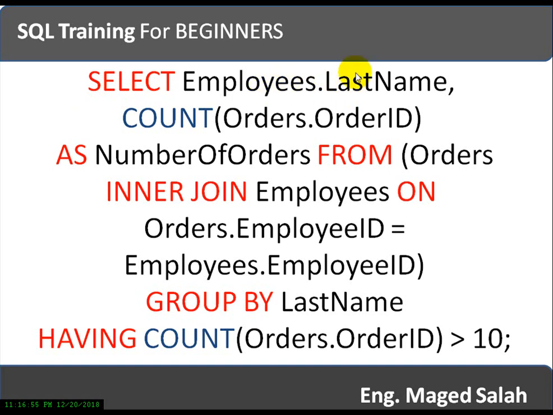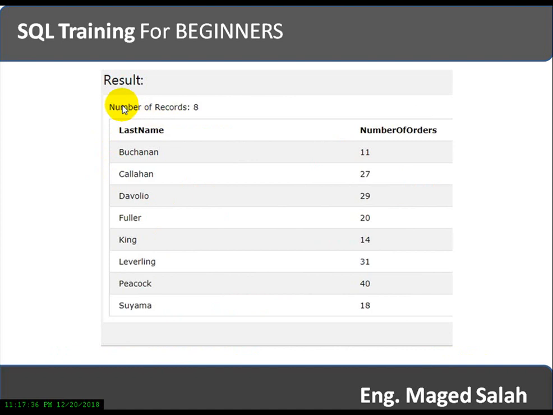SELECT Employees.LastName, COUNT(Orders.OrderID) AS NumberOfOrders FROM Orders INNER JOIN Employees ON Orders.EmployeeID = Employees.EmployeeID. Very easy. GROUP BY LastName HAVING COUNT(Orders.OrderID) > 10. So the result here is 8 records.